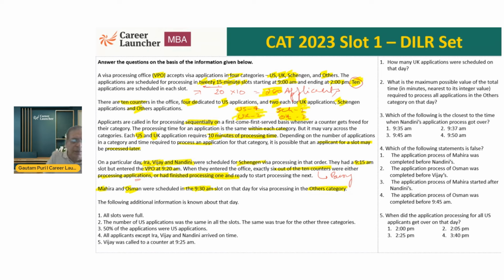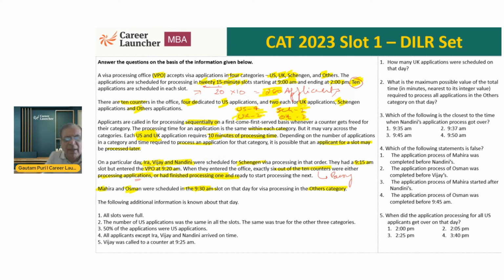UK and US applications each require 10 minutes of processing time. So if a US or UK applicant comes to the counter at 9 o'clock, he or she will be free at 9:10. Depending upon the number of applications, the category and the time required to process, it is possible that there might be delay also.